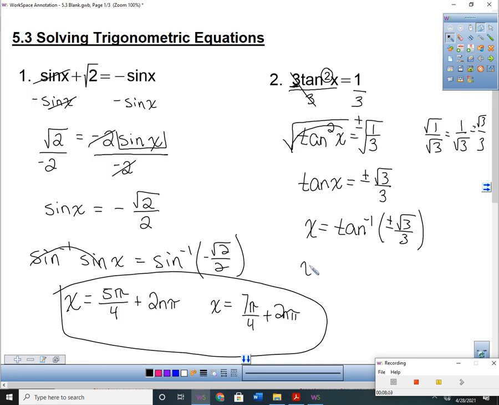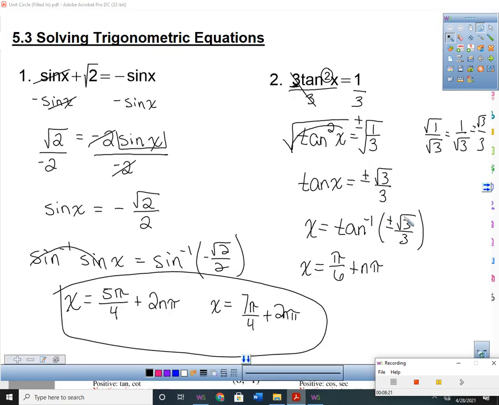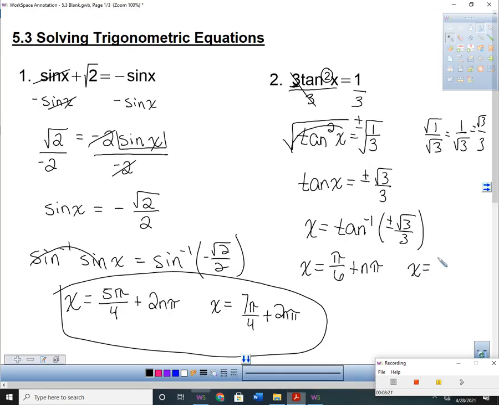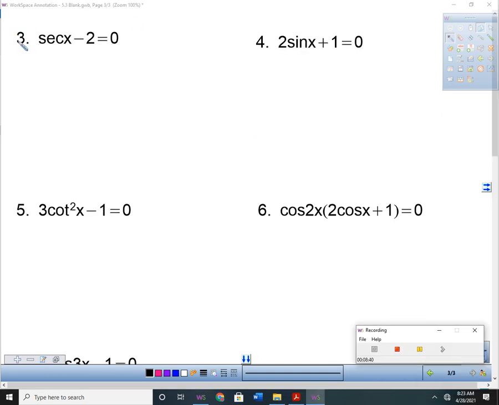So I have x is equal to pi over 6 plus n pi, and x is equal to 5 pi over 6 plus n pi. That will get us every single angle that we could come up with where we would have a tangent value of a positive square root of 3 over 3 or a negative square root of 3 over 3. All right, so on number 3, we're trying to get secant x by itself.